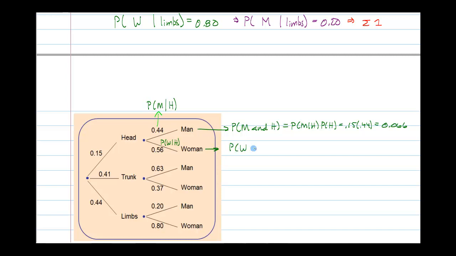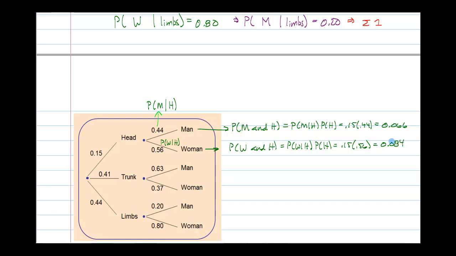This would be woman and head. And again, this is the probability of woman given head times the probability of head. So this would be 0.15 again. But now the probability of woman in there, woman given head, is 0.56. And when we multiply that one out, the 0.15 times 0.56, we get 0.084.